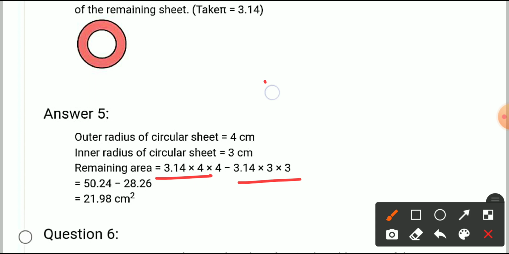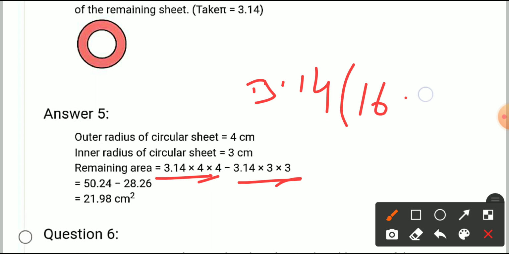So what you need to do here, take 3.14 common. Then here you will have 4 into 4, 16, and here you will have 3 into 3, 9. So 3.14 times 16 minus 9, how much is that? 7.